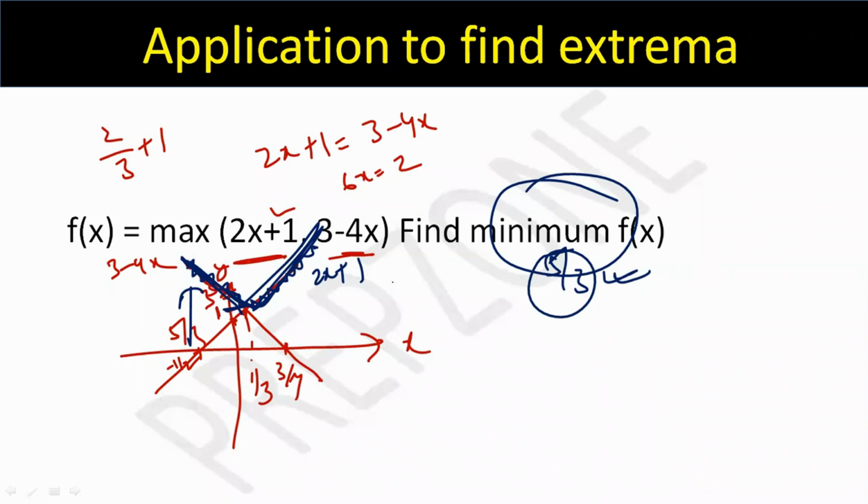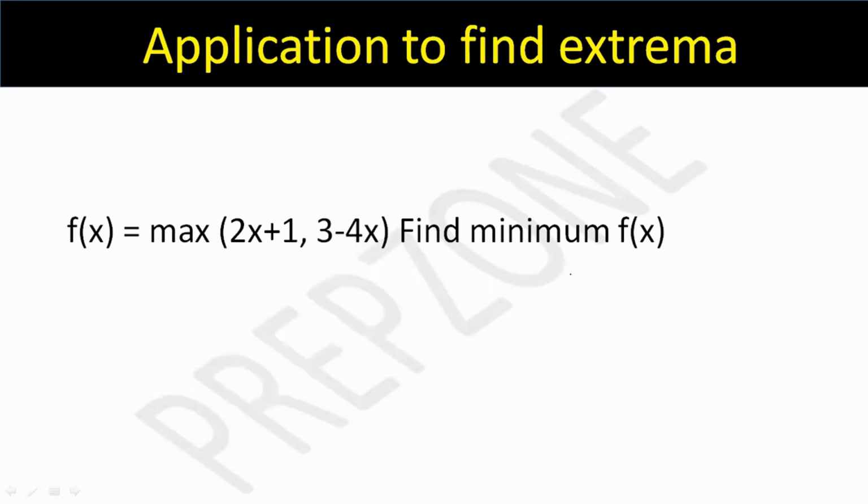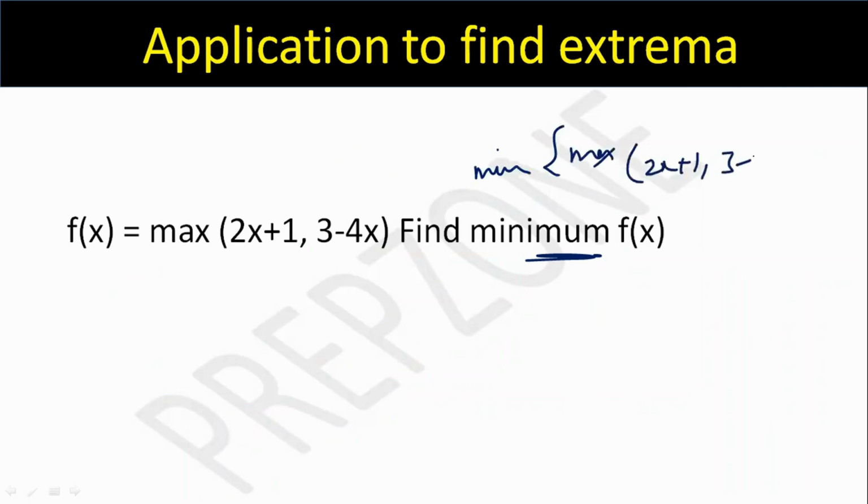And now the shortcut is, see, essentially you have to find the minimum of fx. So it was nothing but minimum of maximum of 2x plus 1 comma 3 minus 4x, right? This is what was needed. Clear? I have just put the value of fx here. This is what you had to calculate.